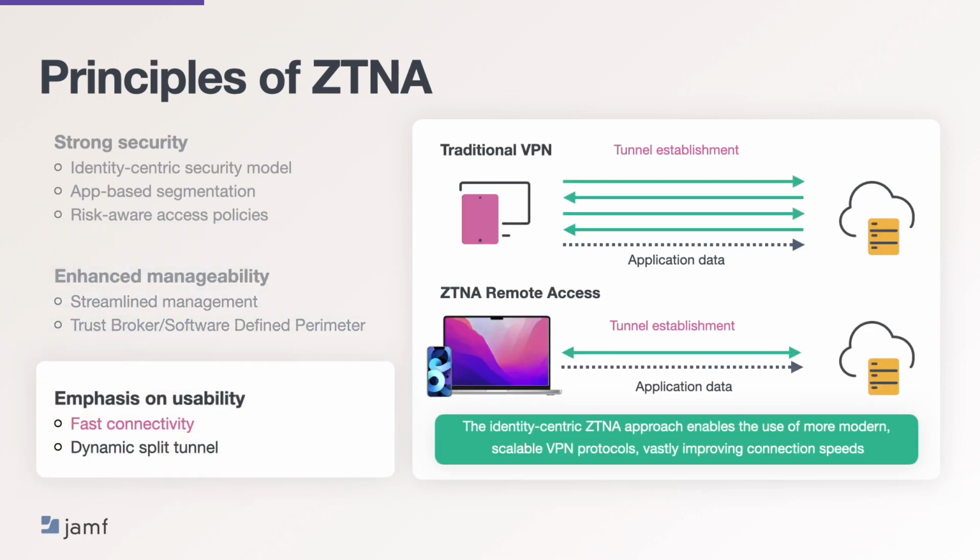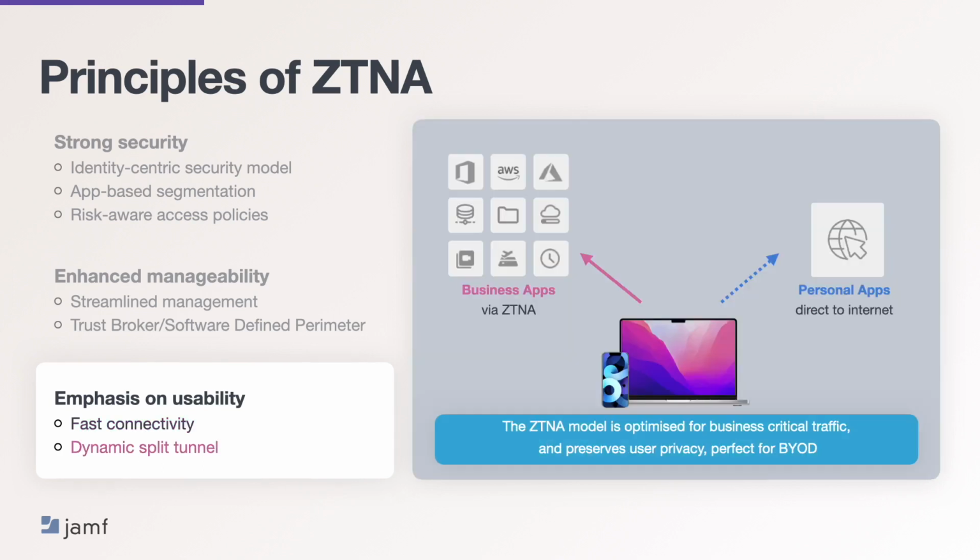Some ZTNA solutions can achieve single packet authentication, which not only means the service works incredibly fast, but a change of network between cellular and Wi-Fi or between two Wi-Fi networks won't break the user connection, creating a seamless user experience. And finally, dynamic tunnel splitting or dynamic split tunnel.